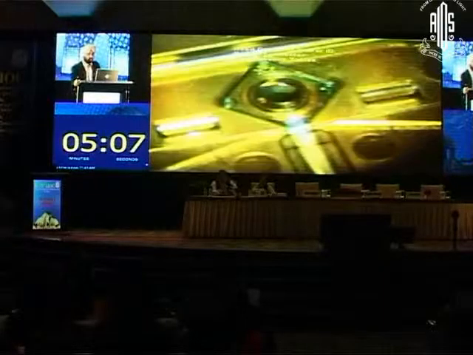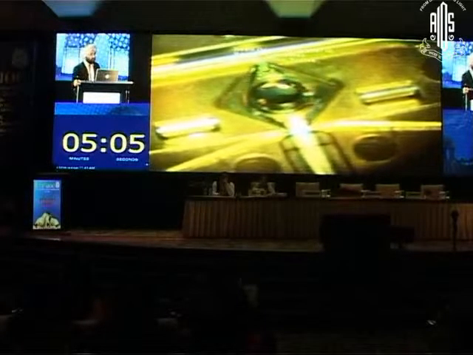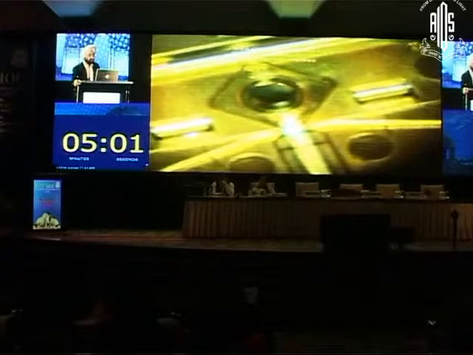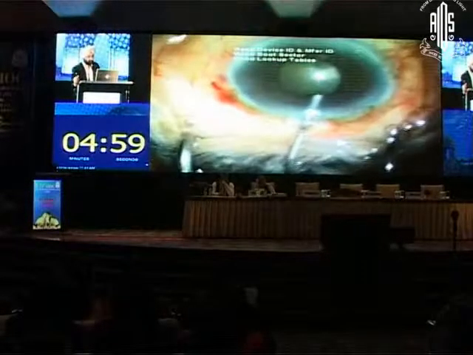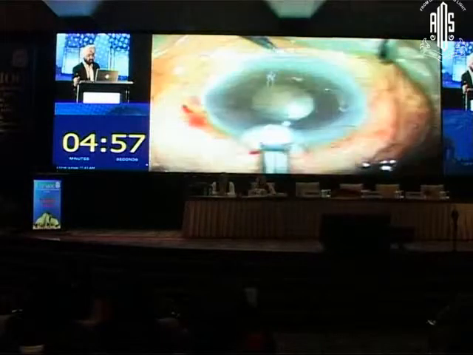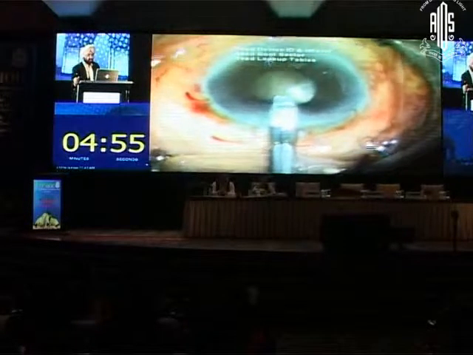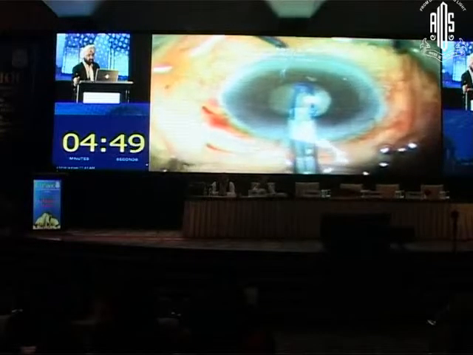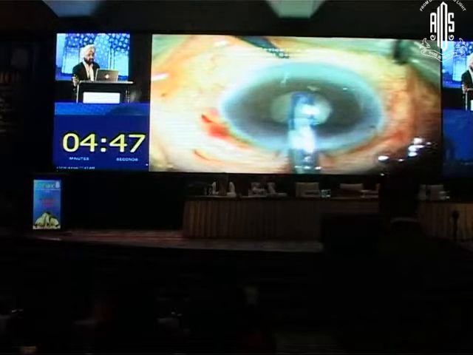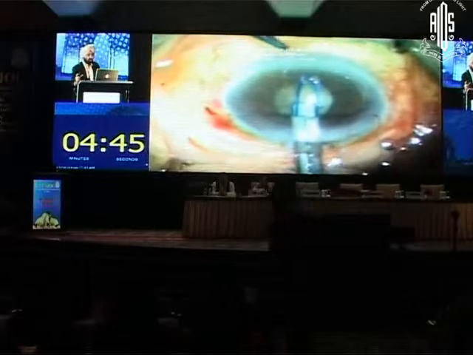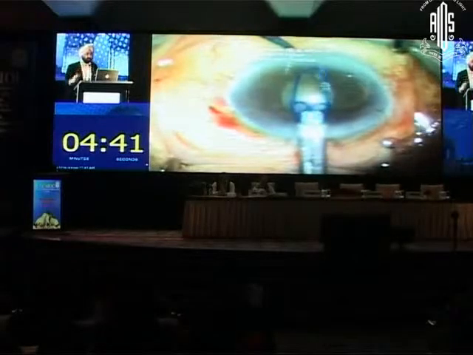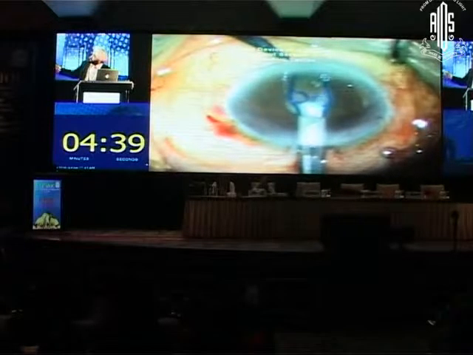Now, whenever you have a small pupil, you use iris hooks or you use a Malugan ring, and you can see this is a Malugan ring that we are going to use in this particular case. We go ahead, put viscoelastic, and you can see that this is the Malugan ring being inserted, and here you go, the first part. There are four parts to make the whole Malugan ring expand the pupil.